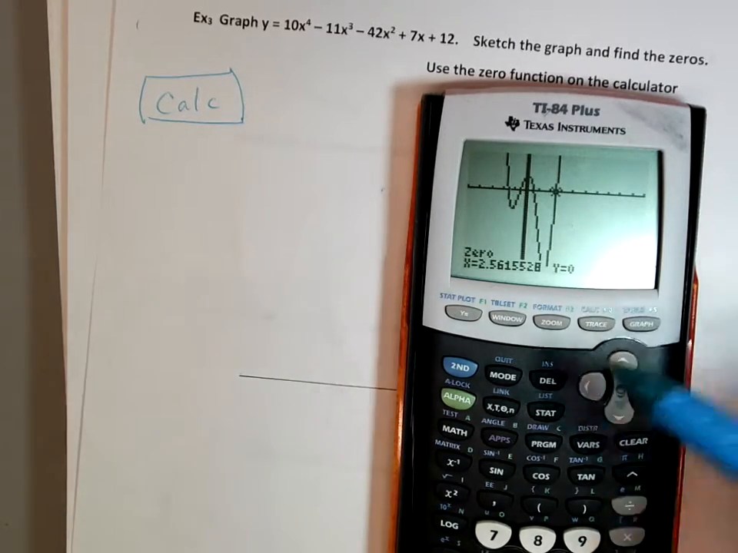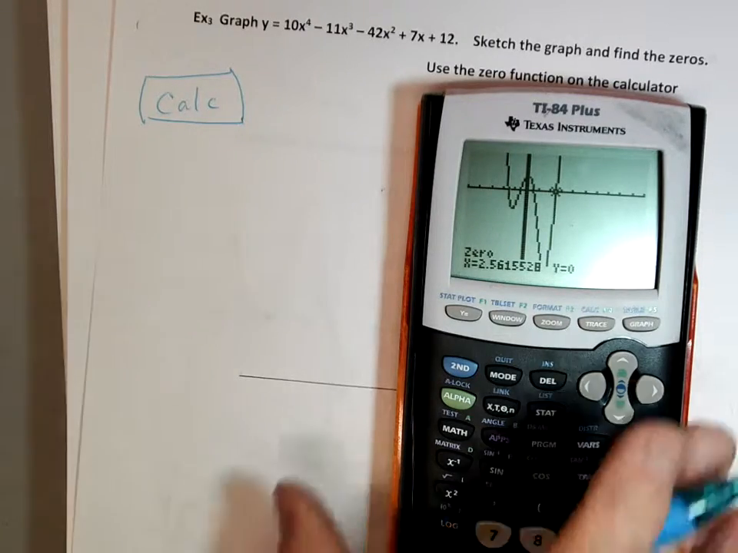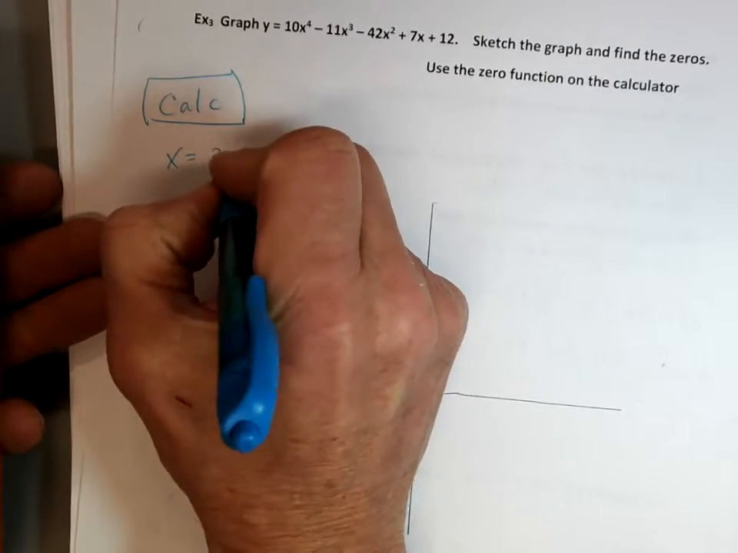Okay, look at my trace button. What's the y value? 0, right? So our x-intercept is about 2.56. Wouldn't have factored. You guys agree? Wouldn't have factored at all. So one x-intercept, x is equal to about 2.56.